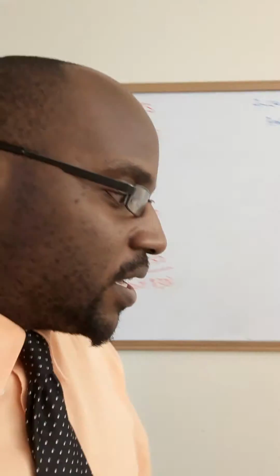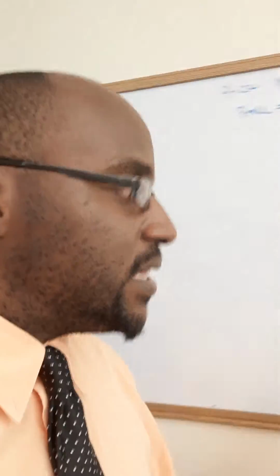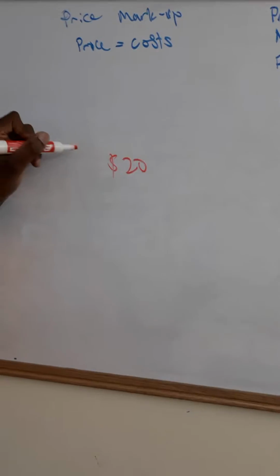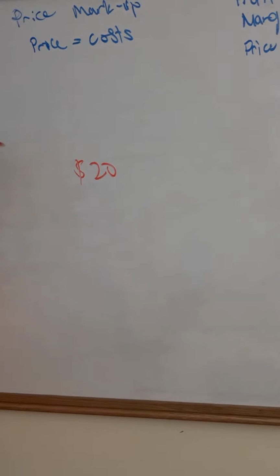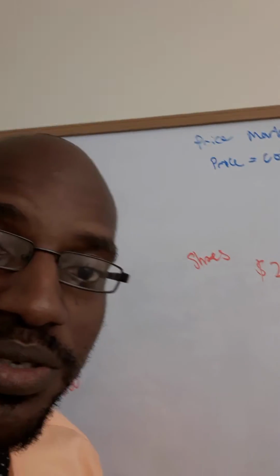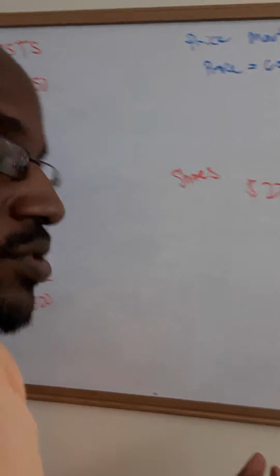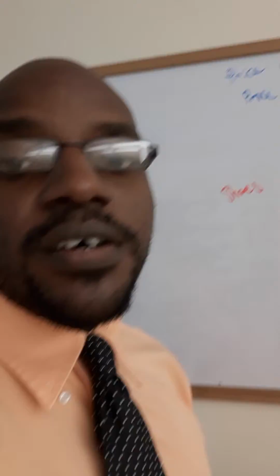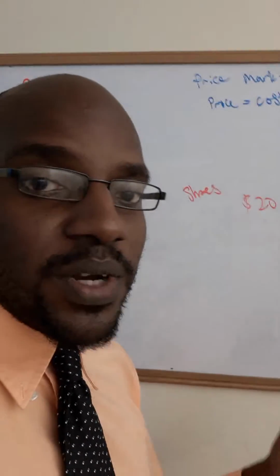So let's discuss cost, for example. Let's say you manufacture something, or you bought something in order to resell it. Let's say you purchase something at $20, or a retailer purchases something. Let's say they purchase shoes, your Nike shoes, whatever shoes, at $20. And now they're going to try to resell it. They're going to sell it at $100 or $150, whatever.